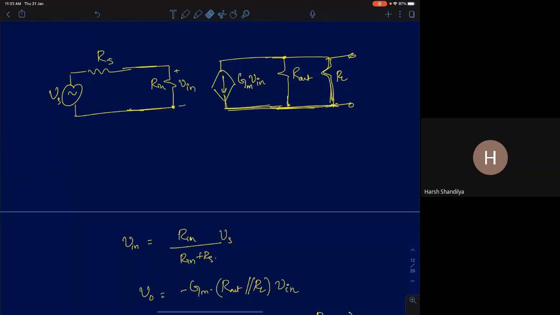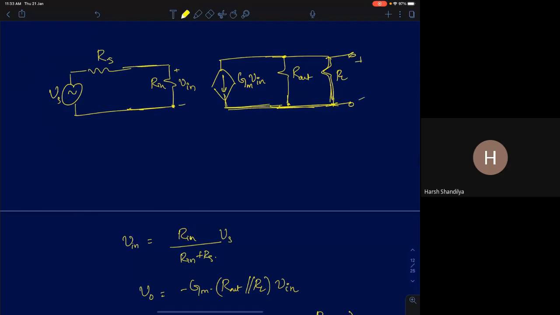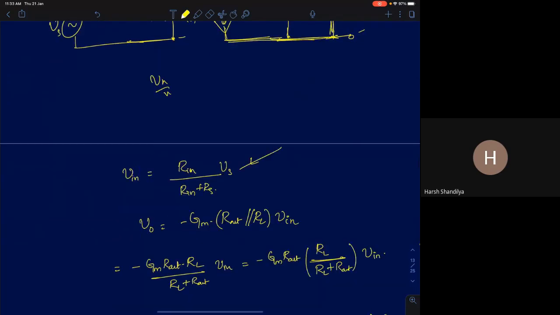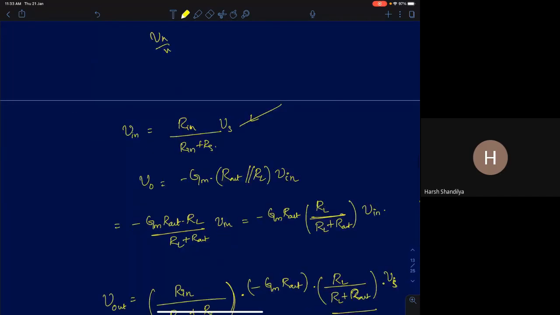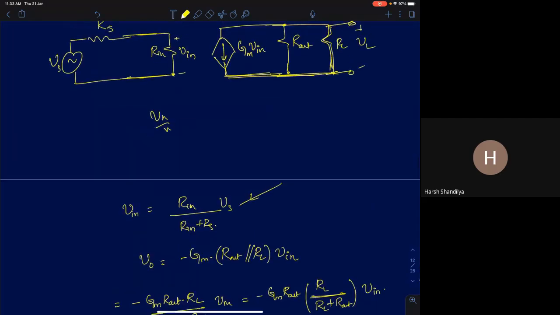So now we'll try to derive the output voltage V0 by Vs. Okay, let me call this, instead of V0, let me call VL. So can you quickly say what will be V in by Vs? V in by Vs is simply Rn by Rn plus Rs. That's the first step. It's straightforward, you can write that. Now the next is, let's try to write the output voltage. Let me just keep it as V out or V0.